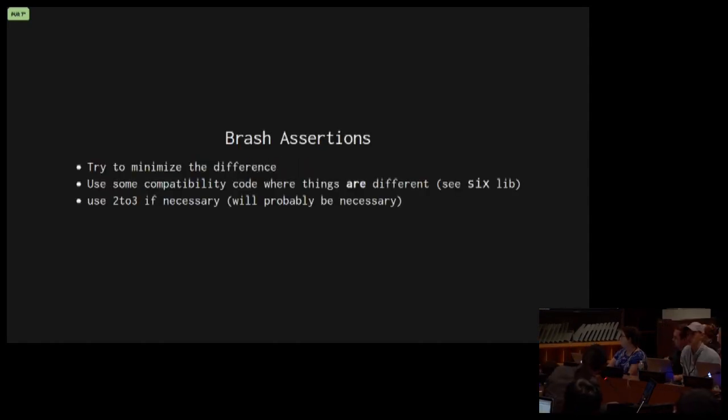So to begin with, this is my first brash assertion. I would suggest that if you're focusing on reusability, you want to write forward compatible Python, and then maybe you're going to need to use 2to3 if necessary, and it'll probably be necessary.